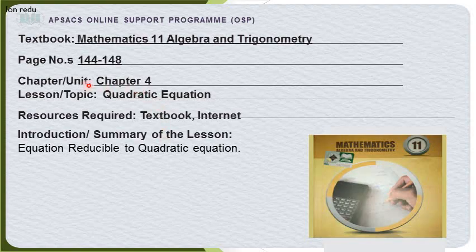Okay, today we will teach about equations reducible to the quadratic equation. It means that we have to reduce them to the quadratic form and then we can solve them. The page numbers are 144 to 148, and you can see them in the book. The sources that we can use are the textbook and the internet.